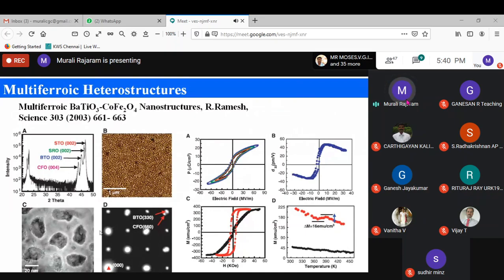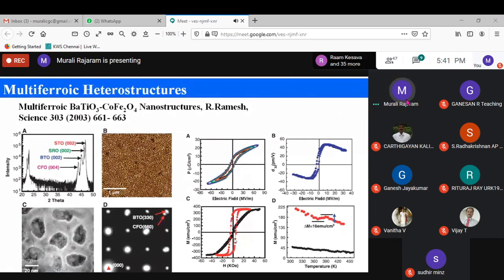On a TEM image, you can clearly see spots of barium titanate and cobalt ferrite. So this implies these are all single crystalline, highly pure thin films. So they can measure the ferroelectric hysteresis loop, also the ferromagnetic loop.